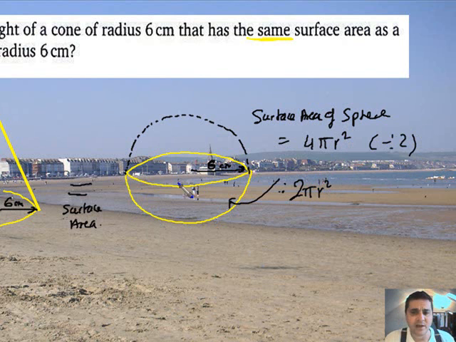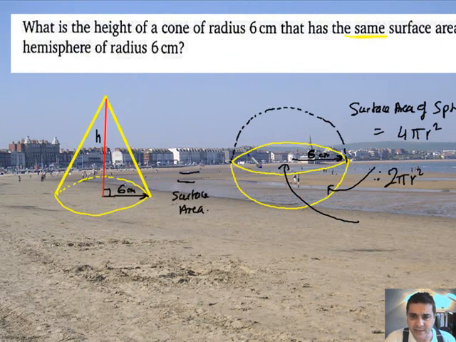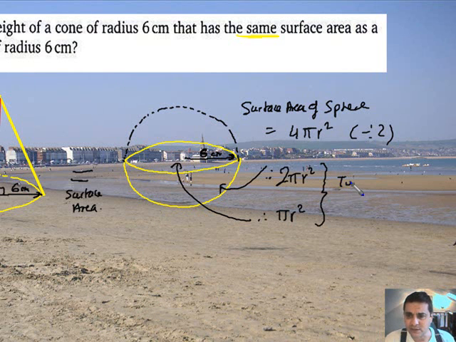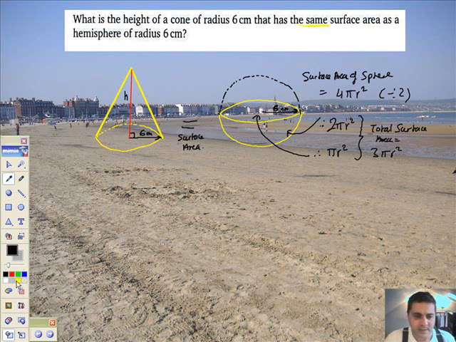Now that's not the rest of it. If I cut across a sphere like that, I also have an area for this part as well. Now, that is a circular face. Therefore, the area of that is going to be pi r squared. So what I've got is a total surface area of the curved surface and the circular face that's been exposed, and therefore the total surface area for that hemisphere is going to be 3 pi r squared. Right? Let's just underline that, because that's going to be relevant in a minute.